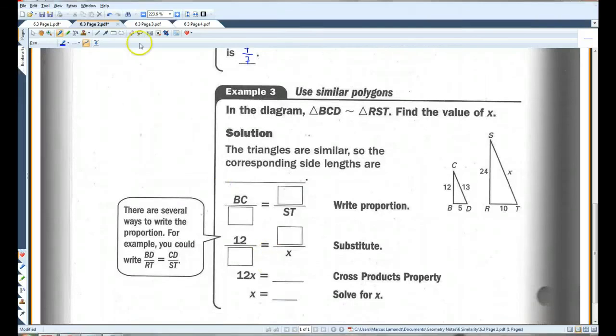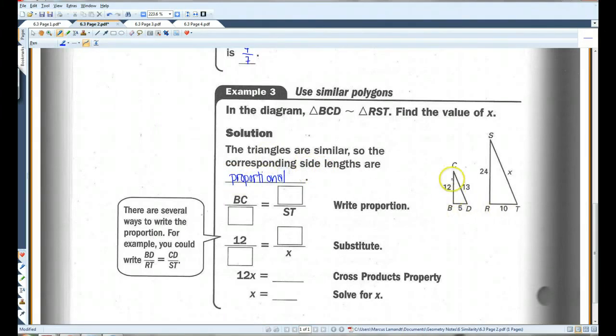Alright. In the diagram, triangle BCD is similar to triangle RST. Find the value of x. So we're given that these two triangles are similar. We don't have to prove they're similar. We already know that they're similar. The triangles are similar, so the corresponding side lengths are proportional.